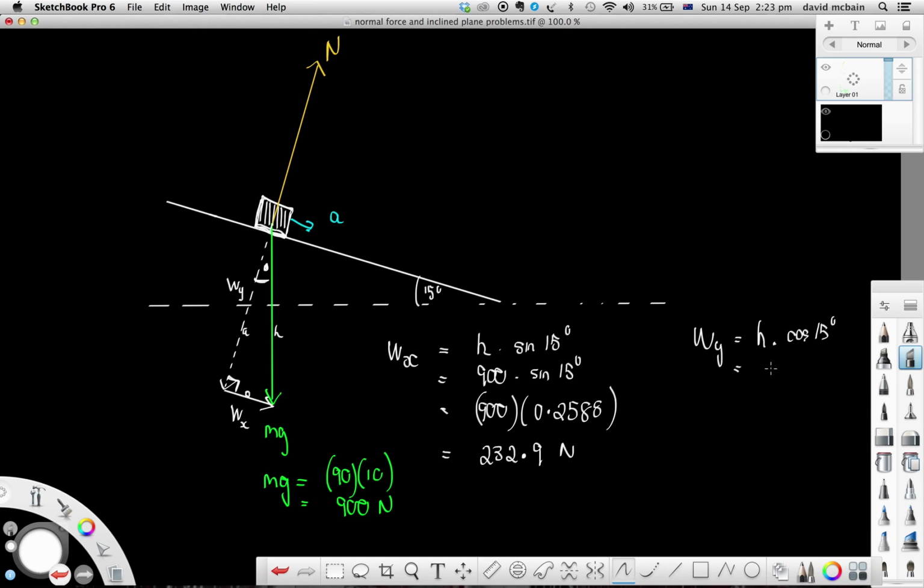Wy is going to equal the hypotenuse times the cos of 15 degrees, which will equal 900 times the cos of 15, and the cos of 15 is 0.9659, and that will equal 869.3.